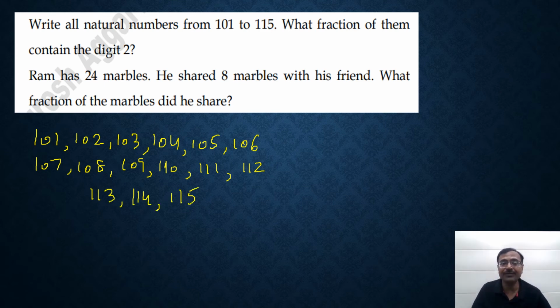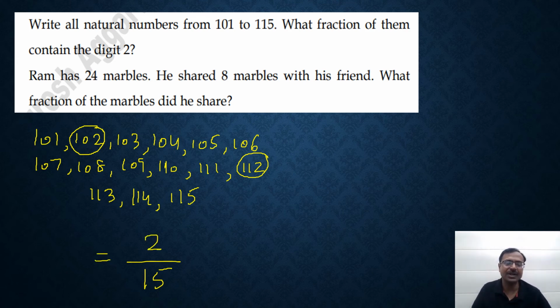Now, what fraction of them? First of all, how many are there? These are 15 natural numbers. And how many of them contain the digit 2? This contains the digit 2. And what else? This contains the digit 2. And is there any other number which contains digit 2? No. So only 2 numbers are there which contain the digit 2, and therefore the fraction is 2 upon 15. Look at the next one.